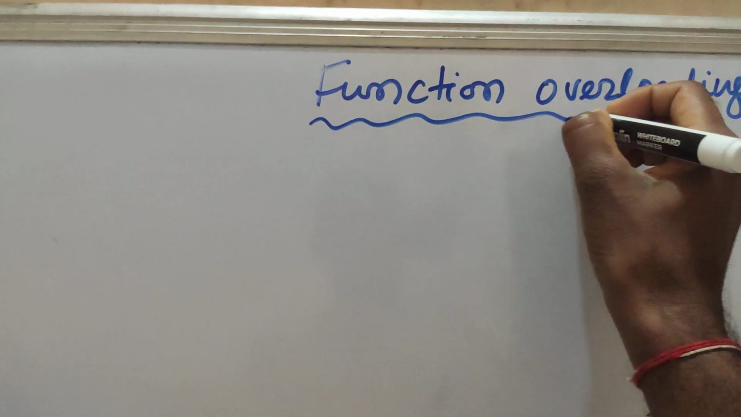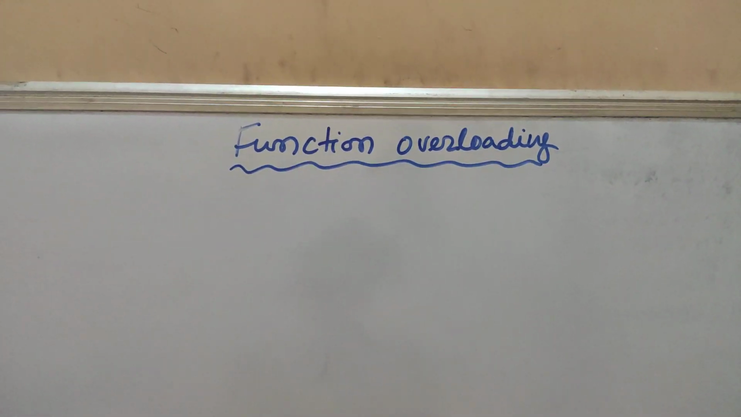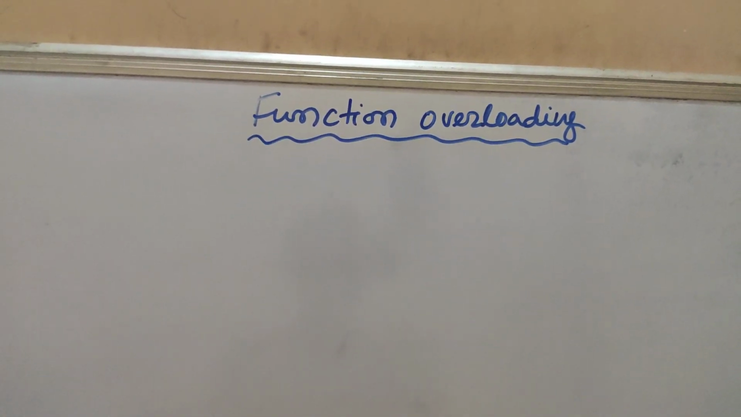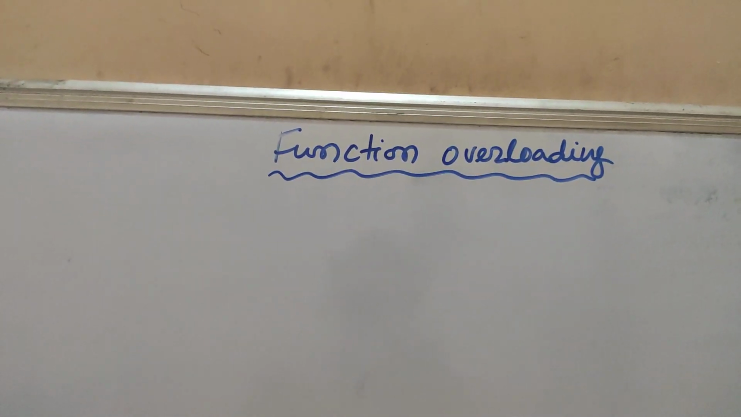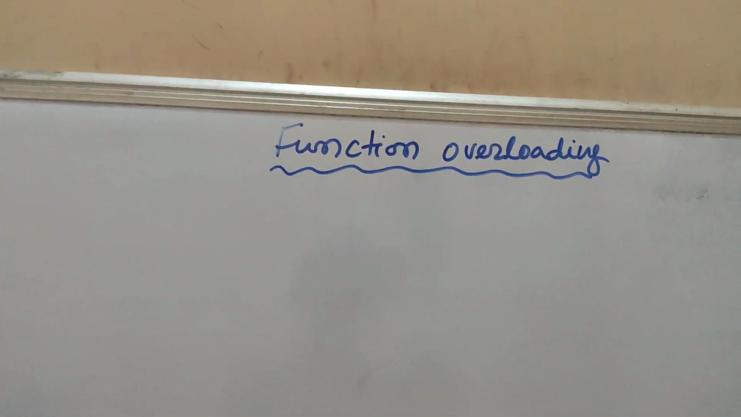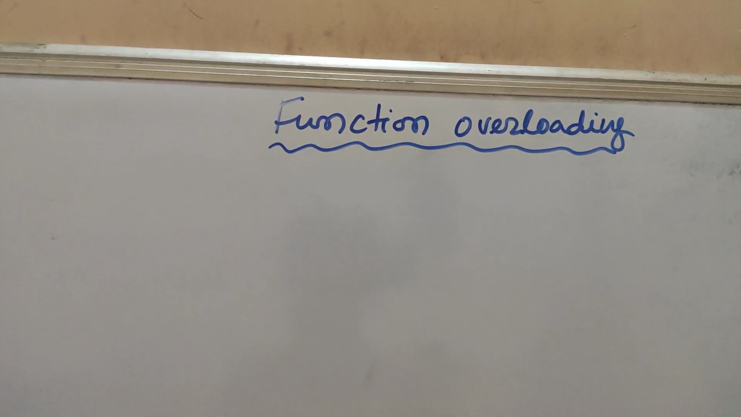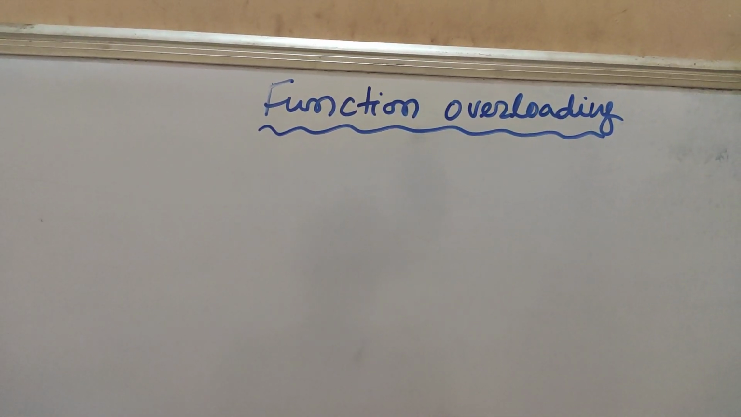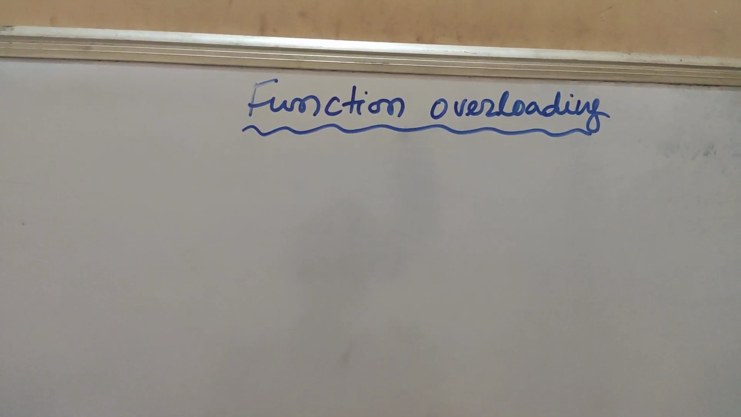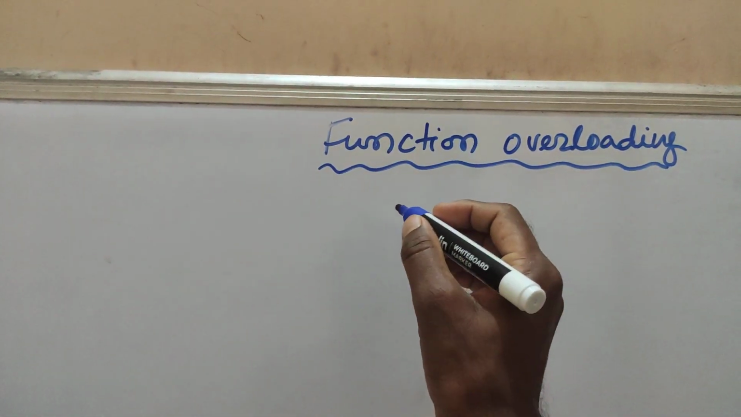So what is function overloading? Another name for function overloading is polymorphism. What is the definition of function overloading? When we use two or more functions with the same name, different from the class name, and their parameter declarations are different, then that is called function overloading or polymorphism.